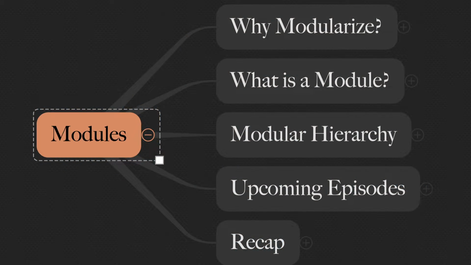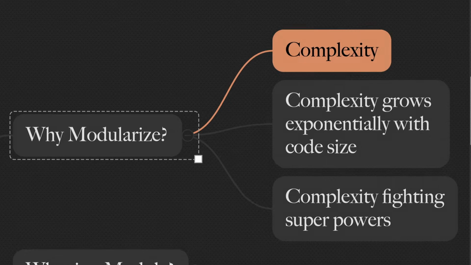So the first question is, why do modules matter? And the key thing here is it's all about complexity. Complexity grows exponentially with code size. It's a major problem. In fact, it is the single biggest reason why projects will fail. It is the single biggest reason why you will become slower and slower over time as your code grows.